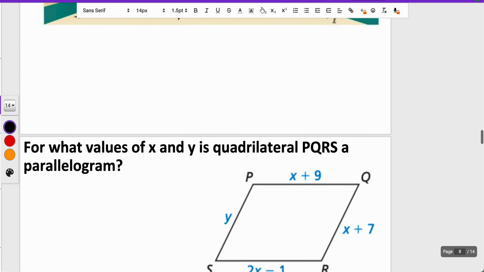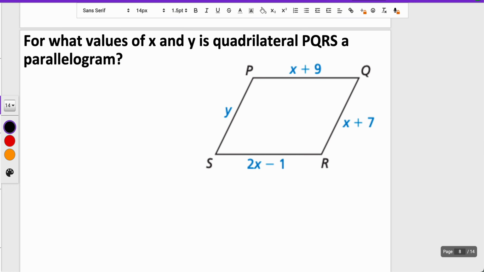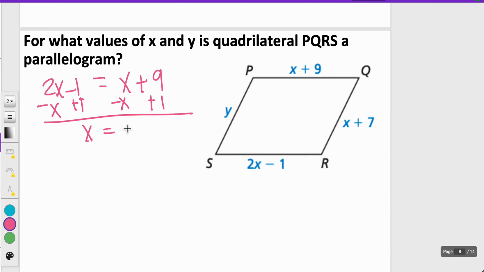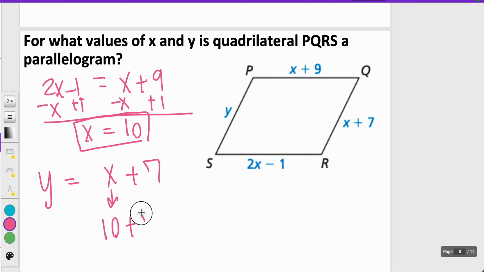Okay. Next, we have some algebraic reasoning. For what values of x and y is quadrilateral PQRS a parallelogram? So first off, I can maybe say that 2x minus 1 is equal to x plus 9. And I'm just going to move my constants to one side and my variables to the other. I'm going to get x is equal to 10. And then for my y's, if I know x is equal to 10, I can say y is equal to x plus 7, but plugging in that 10 for the x. So I'll get y is equal to 10 plus 7, or 17.